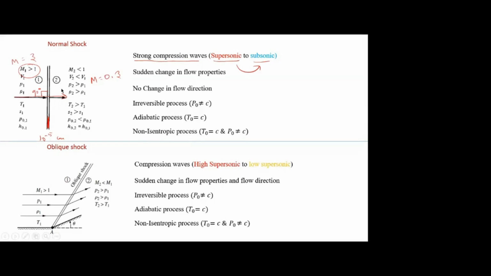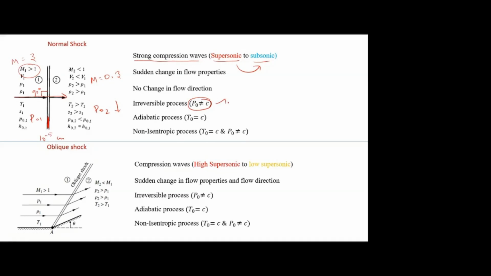Because of this sudden change, the process is irreversible. So the P naught is not constant. So experimentally also they verified. They measured the P naught 1 and P naught 2. They found P naught 2 is less. Okay, that is because of the sudden change in property across the waves. So the process is irreversible.